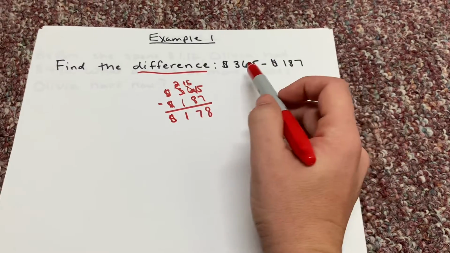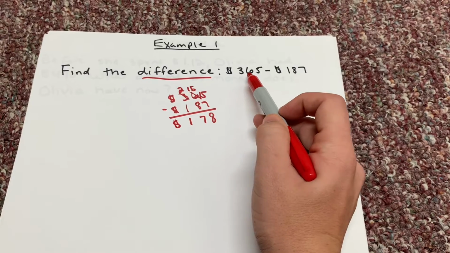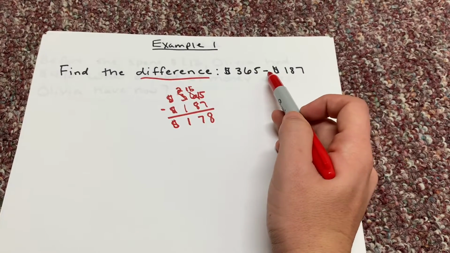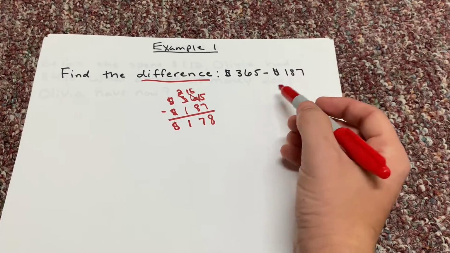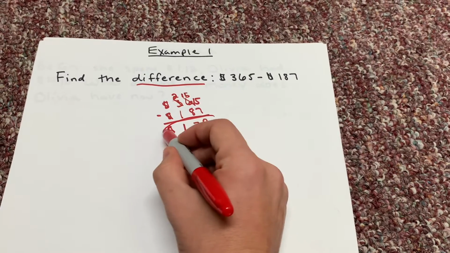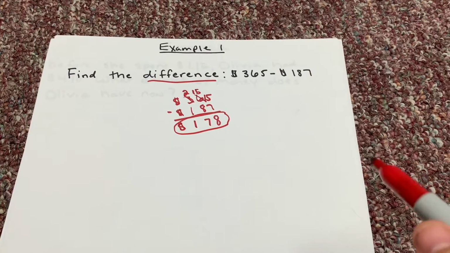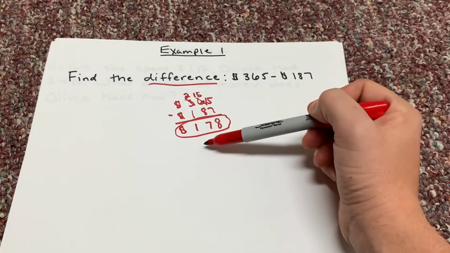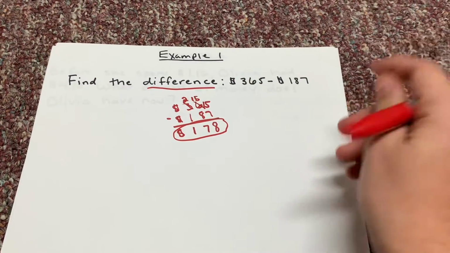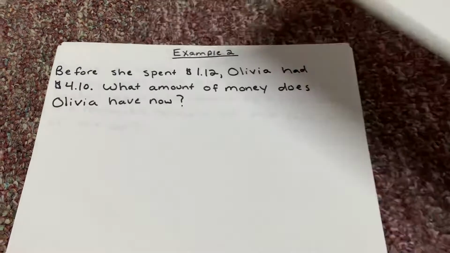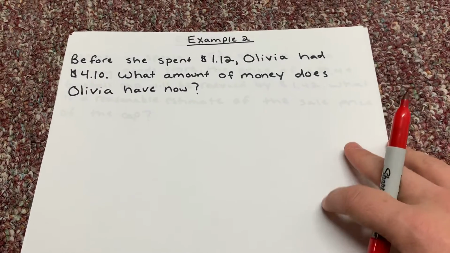So the difference of $365 minus $187, the difference is $178. So what's my difference? $178. Okay, let's look at our next example, example 2.